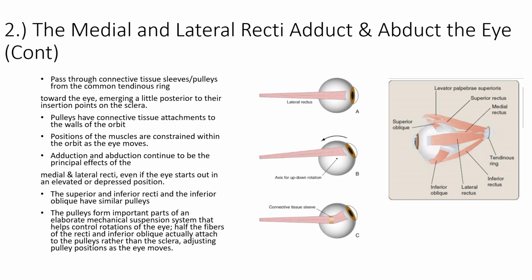The pulleys form important parts of an elaborate mechanical suspension system that helps control rotations of the eye. Half the fibers of the recti and inferior oblique actually attach to the pulleys rather than the sclera, or the white of the eye, adjusting pulley positions as the eyes move.